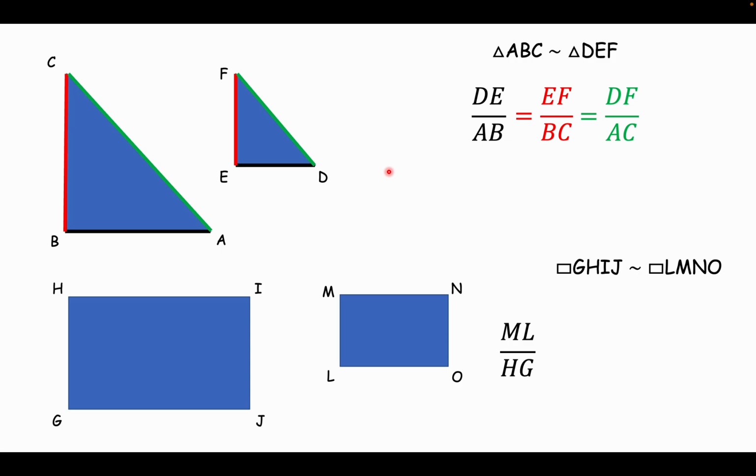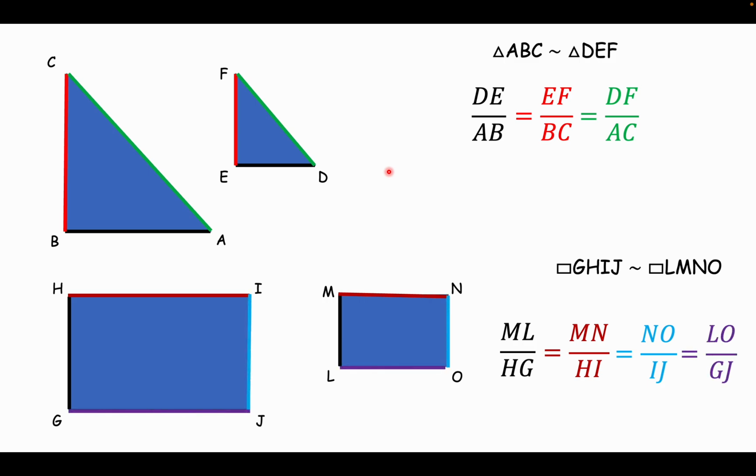Same thing would happen in a rectangle here, where ML divided by HG is going to be equal to the corresponding sides MN and HI. The ratio, if we took NO and IJ, it's going to all be equal together. These ratios equal each other when we have similar figures.